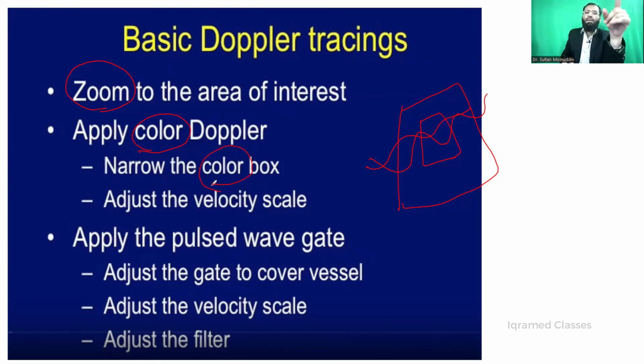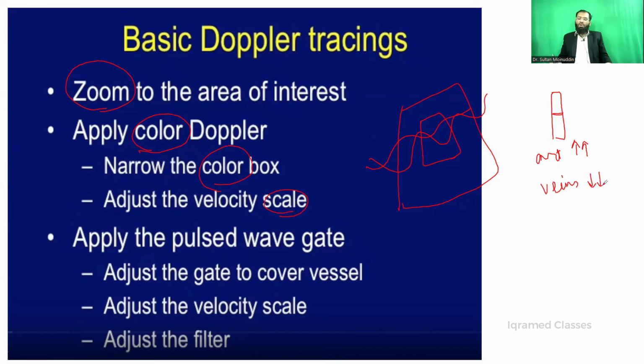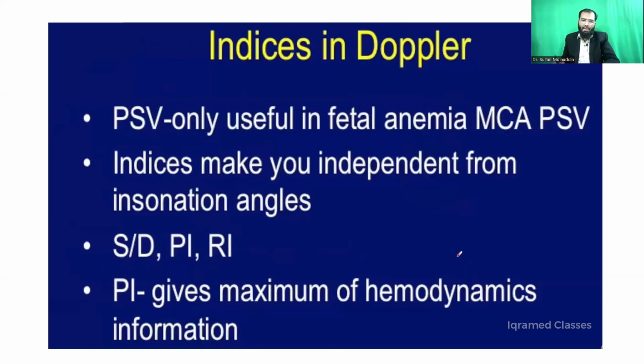Then the next important thing which you should take care of is the scale. I showed you that there is a scale on the side. So suppose you are examining arteries, then you want to keep the scale higher. Similarly, if you are looking for veins, then you want to keep the scale lower. Okay. Now, similarly, the other important basic technique when we apply the pulse wave gate is that the gate should be such that it covers the vessel. Then you have to adjust the scale and adjust the filter properly.